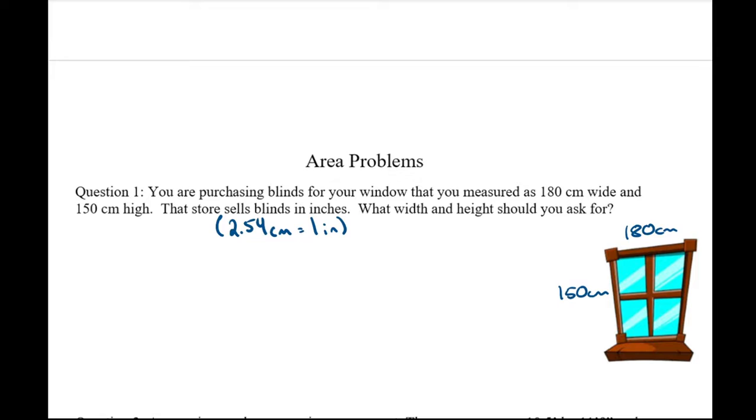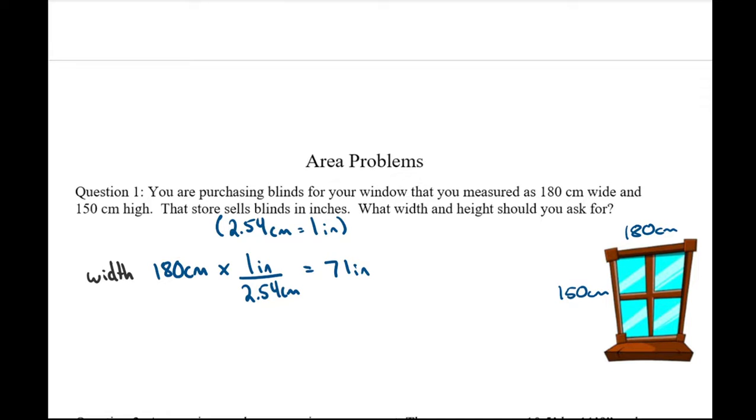So we're going to start off with our width. And in this case, we have 180 centimeters. Those are the units we have. We're going to multiply it by our unit rate, and we're going to multiply it by the units we want, which is 1 inch, divided by the ones we have, centimeters, which essentially works out to 180 divided by 2.54. And if we round, we get 71 inches, roughly. So our width is going to be 71 inches.